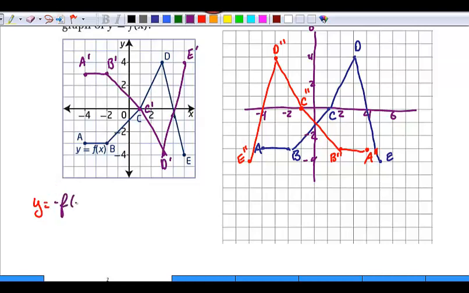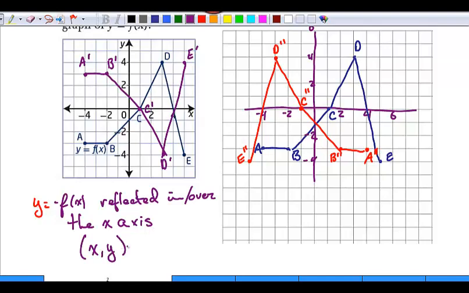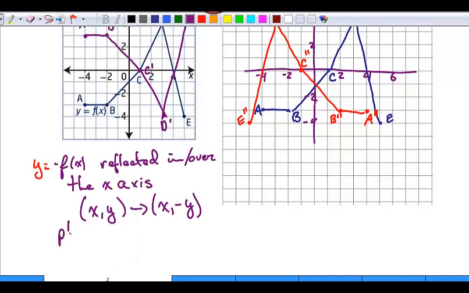So how are they related to the original? Well, y equals negative f of x is a reflection in the x-axis. Any point x comma y is going to be mapped to the point x comma negative y. Also note points on the x-axis, because it's being reflected in the x-axis, points that are on the x-axis are invariant.